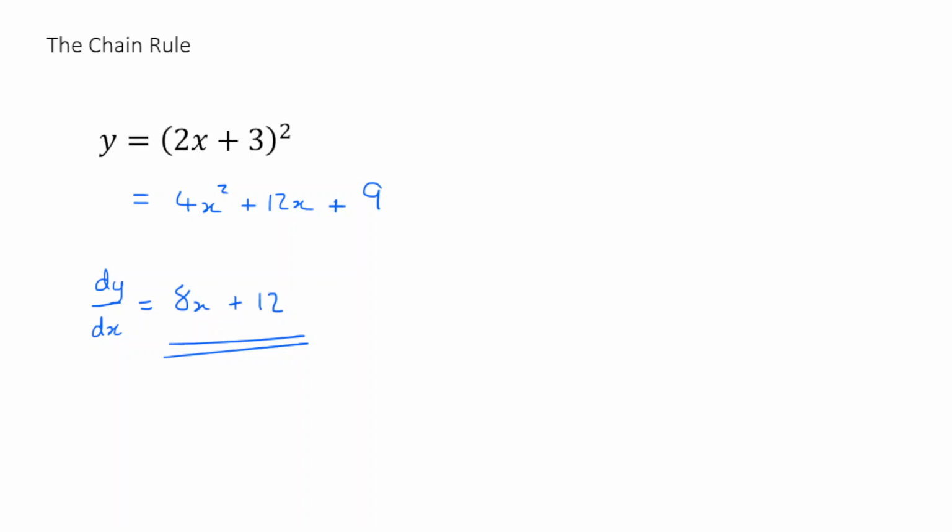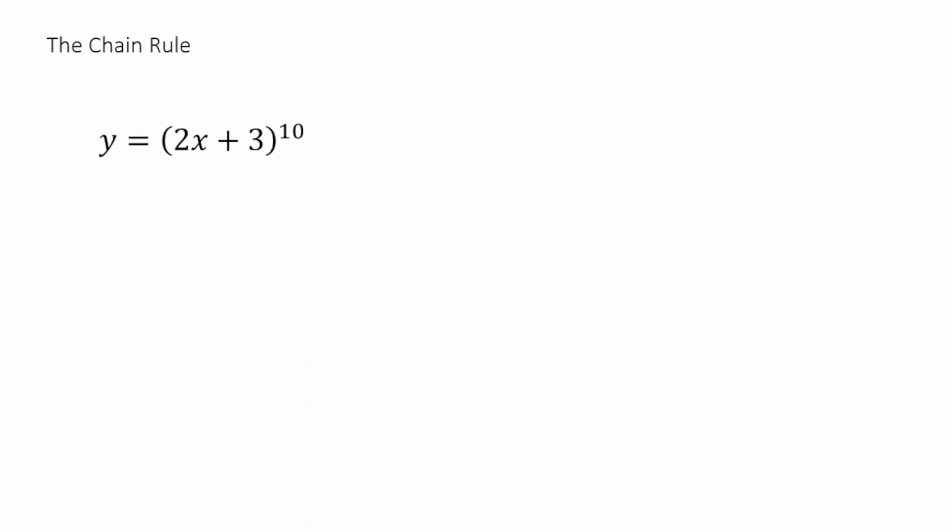But let's now consider the next function. Let's say instead of having (2x + 3) squared, we have (2x + 3) to the power of 10. Now it's probably going to be very difficult to sit there and expand this bracket out 10 times. So what could be a better way of differentiating this function? Well, you could consider it this way. You can consider that we have one function here, 2x plus 3, which is like the small function on the inside. And then we have a bigger function, which is like x to the power of 10.